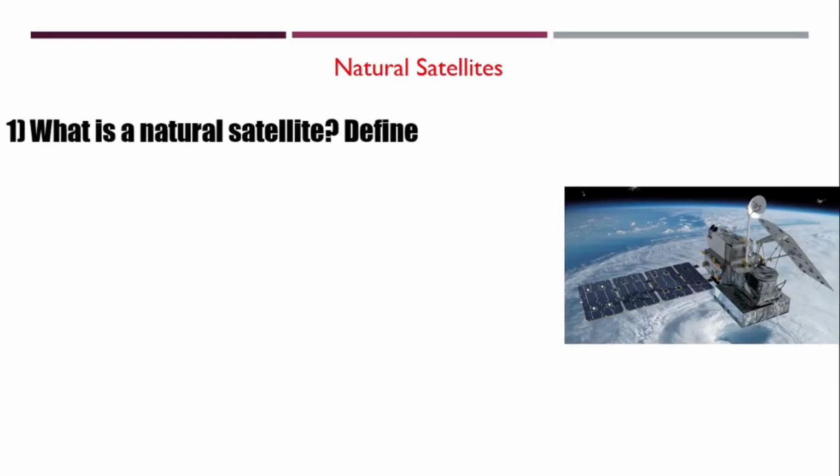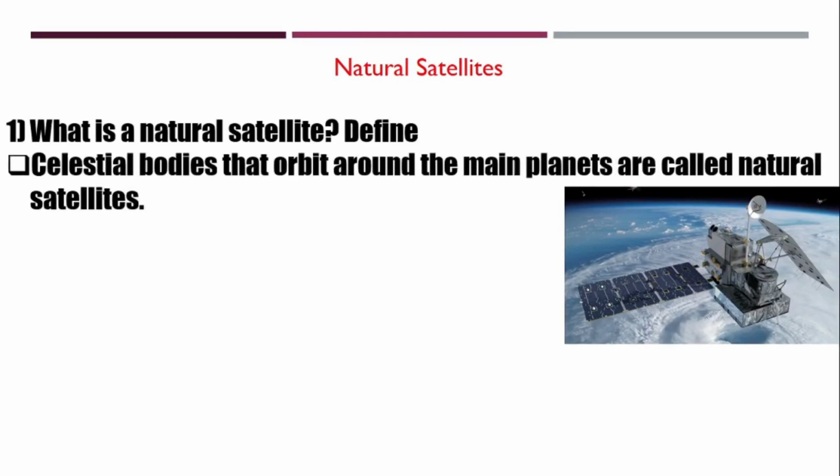What is a natural satellite defined? Celestial bodies that orbit around the main planets are called natural satellites. When you look at this picture, this is not a natural satellite. This is an artificial satellite which has been launched into space by humans.